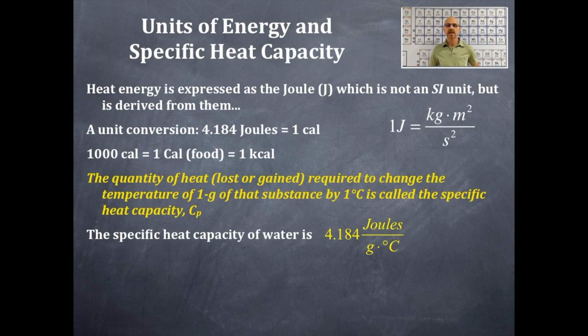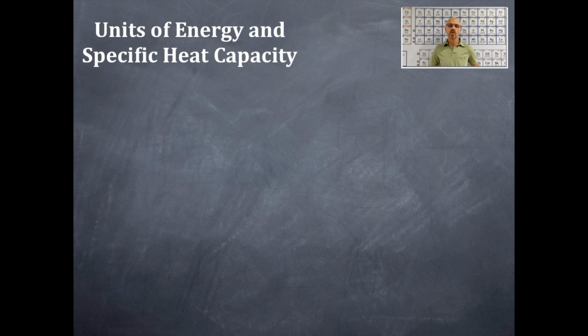Notice that 4.184 joules is the conversion for 1 calorie. So it's 1 calorie per gram degree Celsius also. Okay, so more on this.